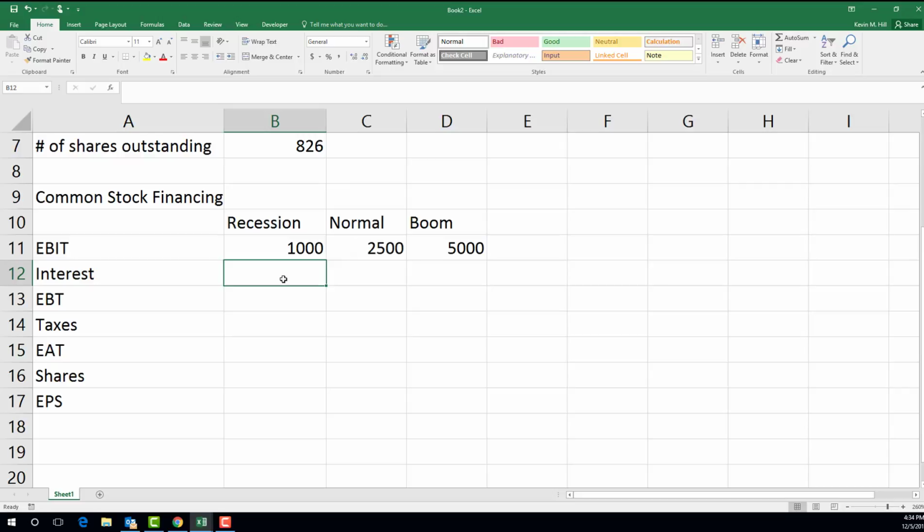The interest. So where does the interest come from? Well, in this case, we're not borrowing any money. So we're not borrowing anything, so interest doesn't apply. We're just selling stock. So our interest is going to be 0 for all of these.